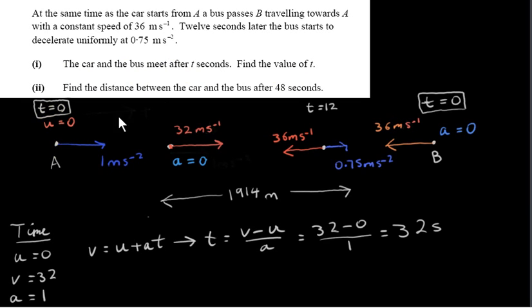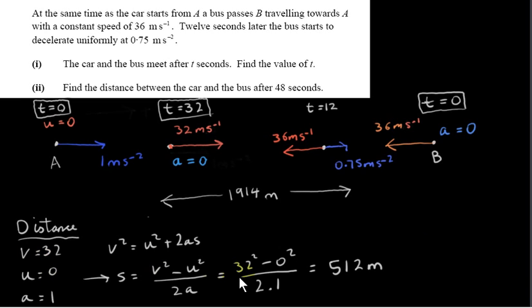If we take directions to the right as being positive for the car, then the initial velocity is 0. This acceleration vector will be positive, plus 1. The final velocity of the car will be positive as well. From v equals u plus at, we can calculate the time. The time comes to be 32 seconds.